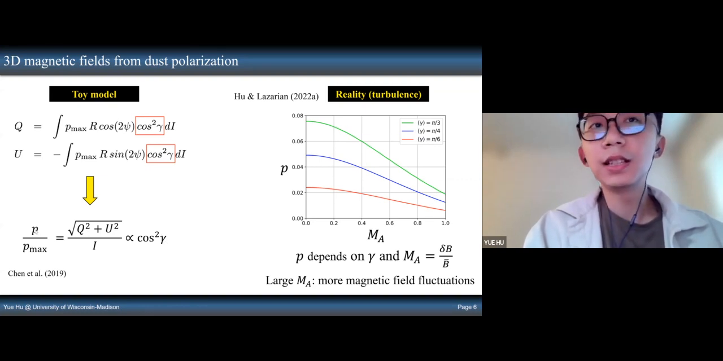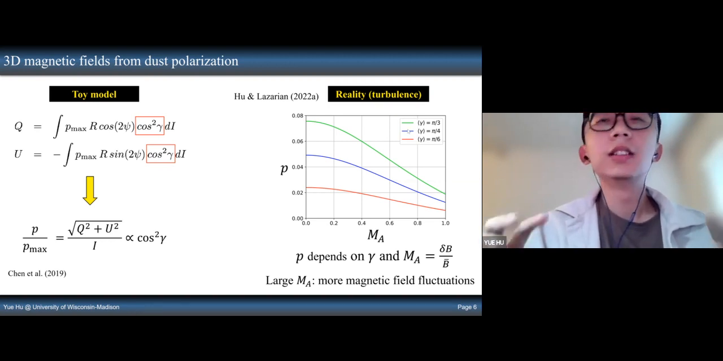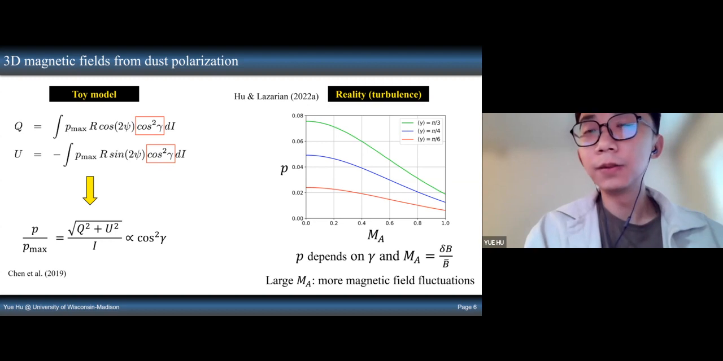And P here is the polarization fraction, and P max is the maximal polarization fraction. The ratio just tells us the cosine square of the inclination angle gamma. But this is a very simple consideration. In reality, we have turbulence, and we have the fluctuation of the magnetic field.